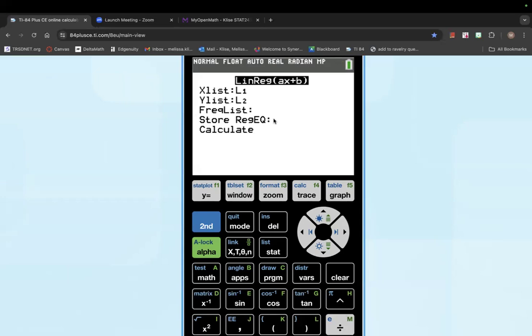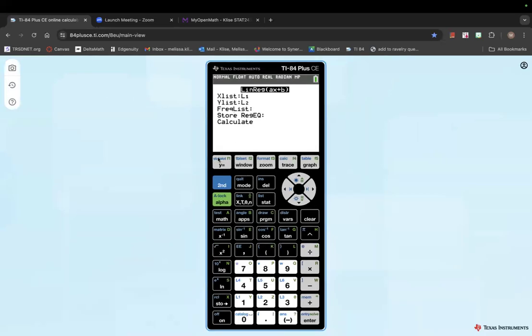My X list is L1. The Y list is L2. So if I didn't have L1 here, to get L1, you do second 1, and it'll put L1 there. And on the Y list, do second 2 to get L2 there. What if it shows up back in the main screen and it says linreg AX plus B? You would do comma L1 comma L2 and then close your parentheses. Okay, and then go down to calculate and hit enter.